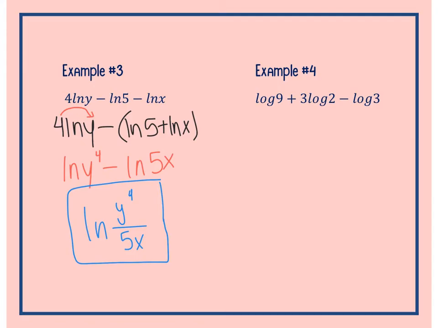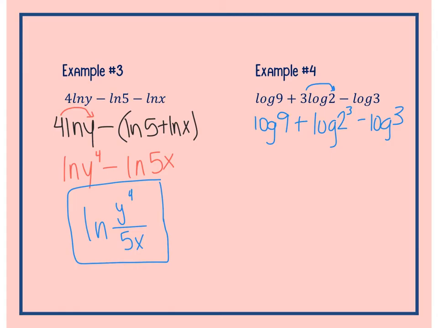Okay, so let's try a long one again. I see a plus sign, okay, and I see a minus sign. I don't have to factor out the double negative, okay, because there is not one. What I do see here is if I have a coefficient, that this was really an exponent. So that's going to go backwards and become the exponent. So I have log of 9 plus log of 2 cubed minus log of 3.